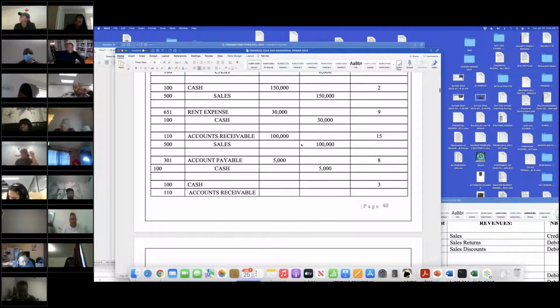So notice the link between a 15 and a 3. You can't have a 3 unless you've had a 15. You can't collect if you didn't do the work. So we always are going to have the 15, followed by the 3. But when you do the 3, make sure you credit accounts receivable, not sales. And I'm probably saying that based on experience.